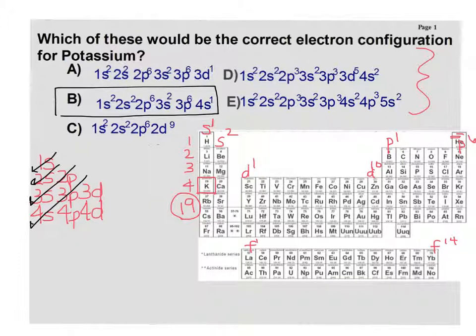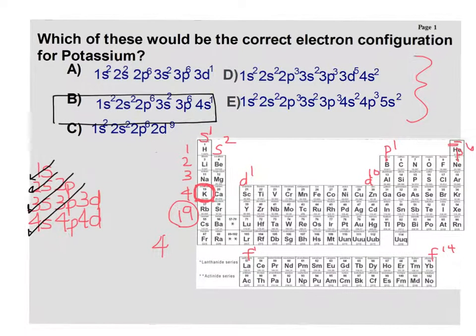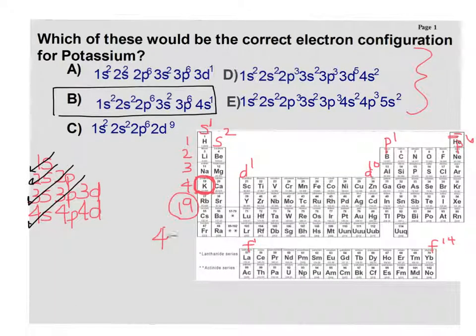So technically, if we just follow that rule, if we go n equals 1, n equals 2, n equals 3, n equals 4, this ends with 4s1. Since this ends with 4s1, only one choice here ends with 4s1. The rest of these end with other things, and so we would know automatically that this would have to be potassium.